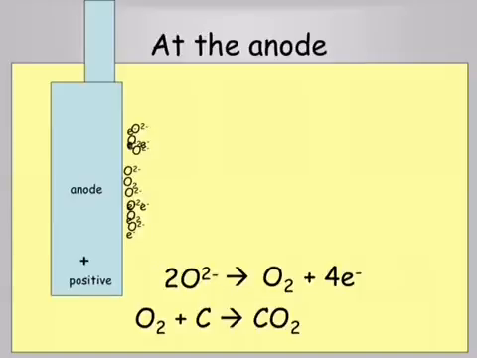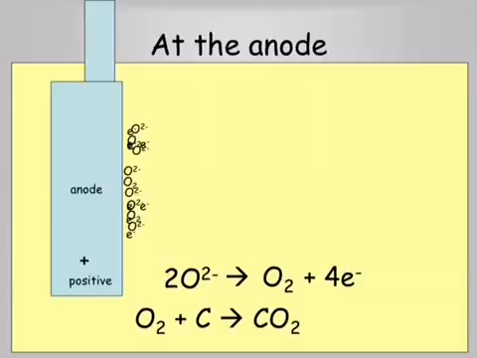At the anode, the oxide 2- ions are attracted to the positive anode. At the anode, the oxide ions lose 2 electrons each in order to become oxygen gas, which is O2. This means that our balanced half equation is 2O2- goes to O2 plus 4e-. Because they are losing electrons, this means that they are being oxidized.